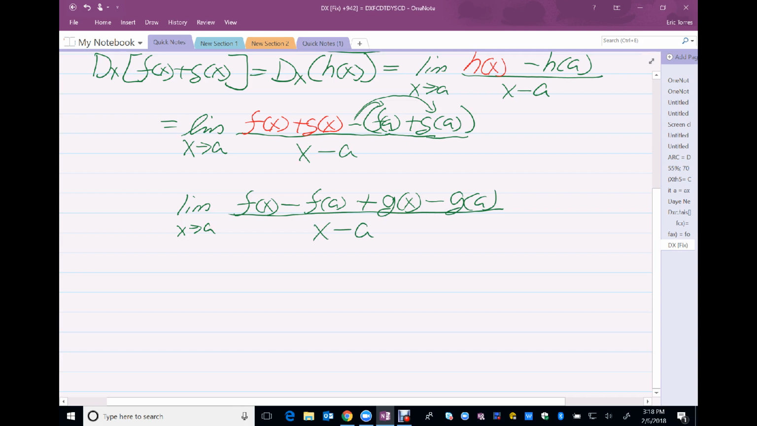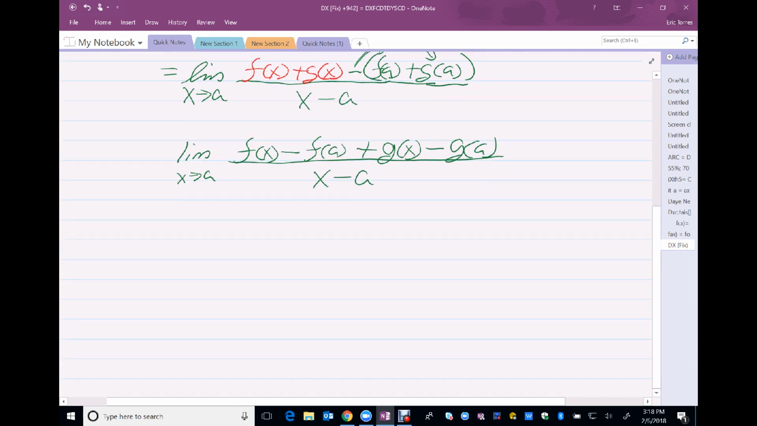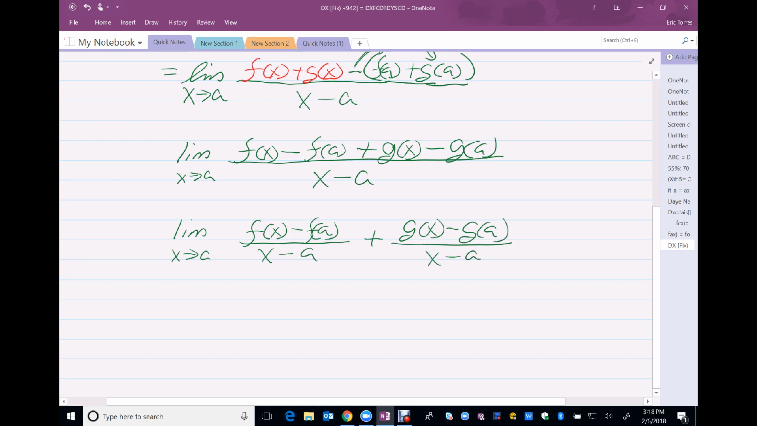And now, my property of addition and subtraction of fractions allows me to split this into two fractions. f of x minus f of a all over x minus a, and g of x minus g of a all over x minus a, and I'm taking the limit of all of that.